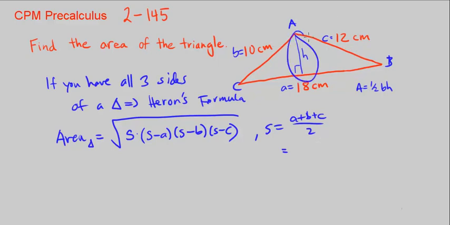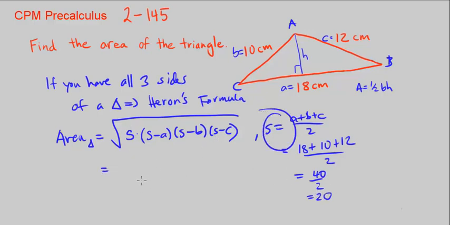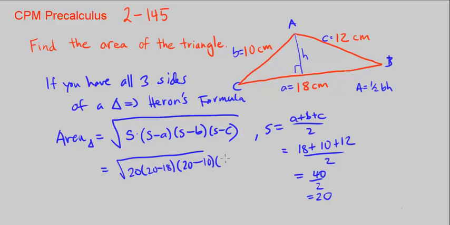solving for the height. So a plus b plus c is 18 plus 10 plus 12 divided by 2. That's going to be 10, 20, 30, 40. Divided by 2 is 20, right? Then s, then we just calculate as 20. So that's the square root of 20. S minus A is 18, so 20 minus 18, 20 minus 10, 20 minus 12.